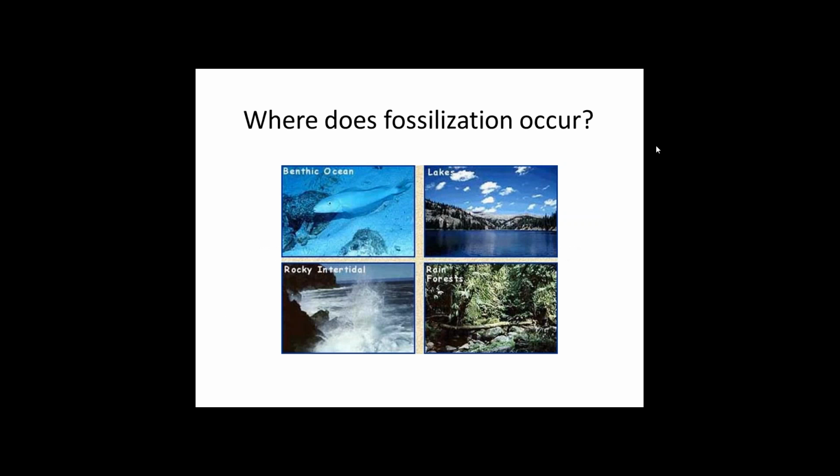I have several different environments, and I wanted us to look at them and predict which ones are more likely for fossilization to occur. So we have the benthic ocean, lakes, rocky intertidal, and rainforests. You can just take a guess and think which one seems the most likely for fossilization to occur, and then we'll look and figure it out.